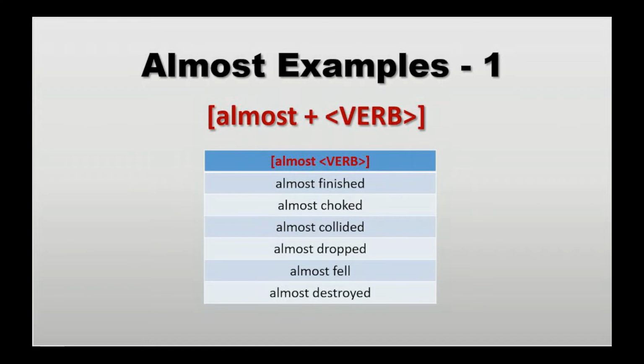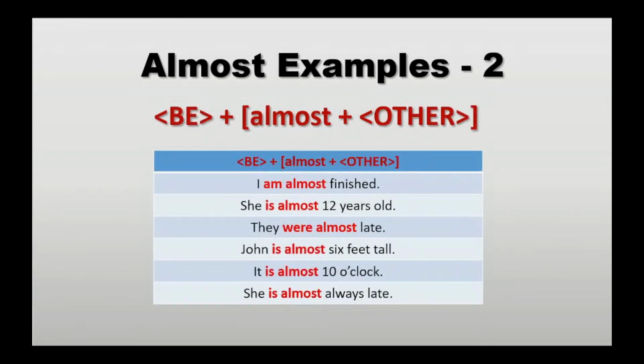So you can see that these are all past tense verbs. For example, I almost finished my homework. It means nearly finished. I almost choked on the food. The cars almost collided. That means they came close to colliding. Okay? So remember these examples. Almost plus verbs. Now, you notice that almost always comes before the verb that it modifies. In the case of a be verb, almost will come after the be verb. All right, be careful about that.